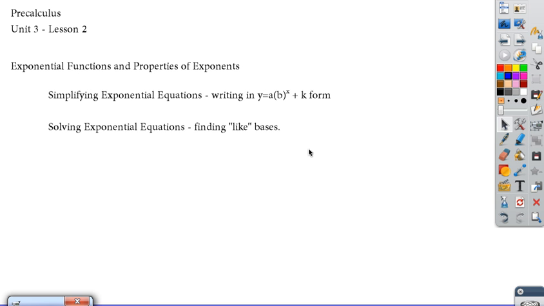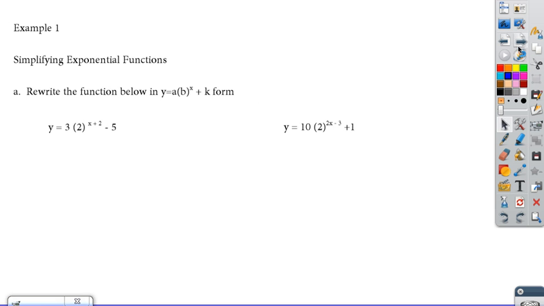Okay, so here's a little more on exponentials that we didn't get to in last night's 10-minute, 35-second video. First, we're going to talk about simplifying exponential equations, and then we're going to refresh a little bit on solving exponential equations with like bases. So let's take a look at what these examples might look like.